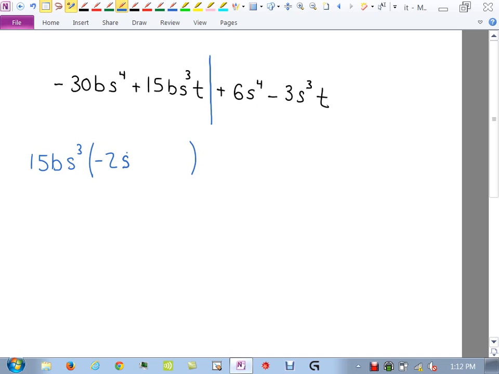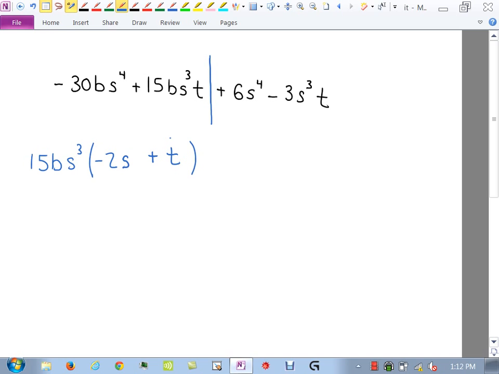So I've got the first one. This one, how do I turn 15 into 15? I've got it already, right? B to B, I've got it. S cubed to S cubed, got it. Just a T, plus T.